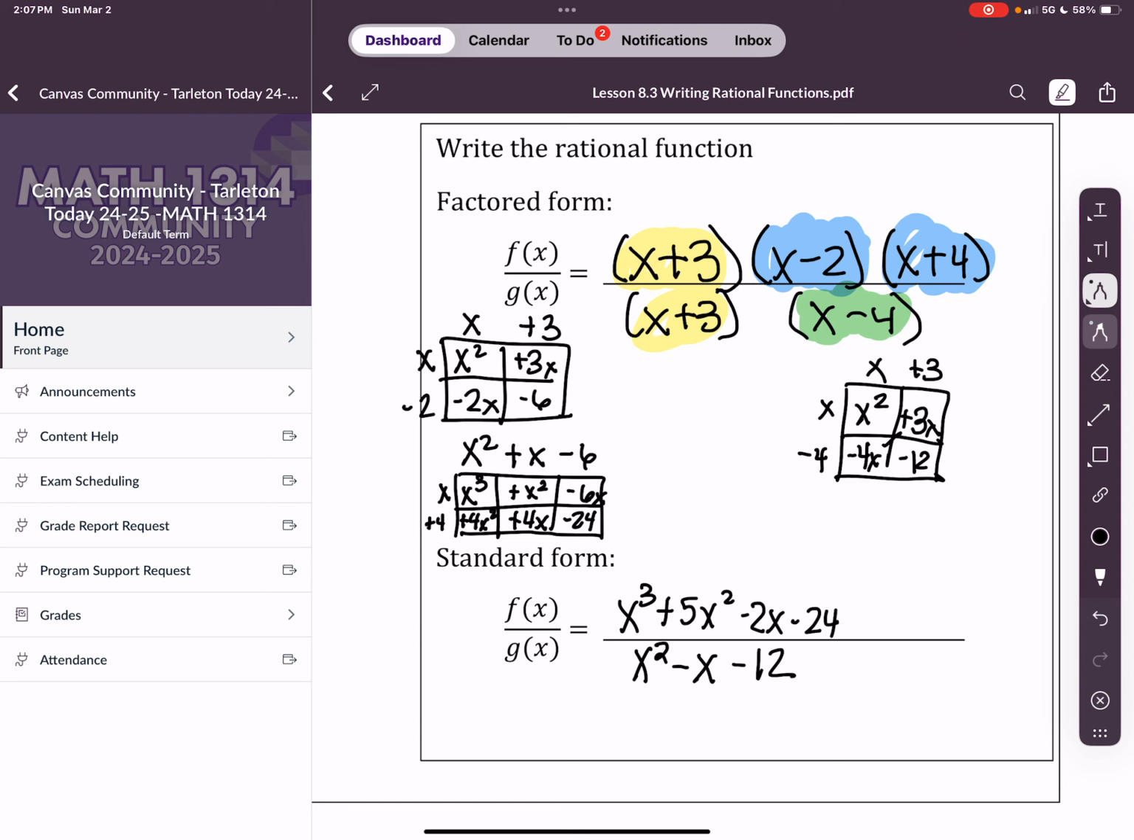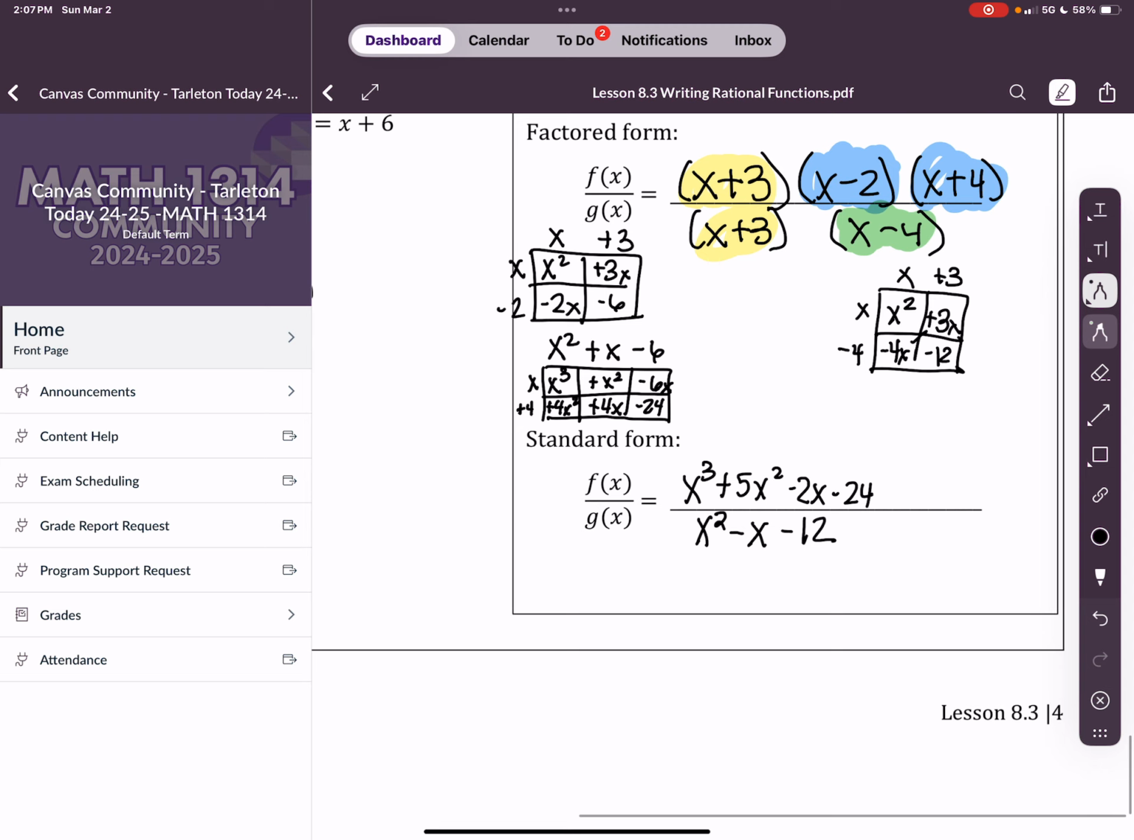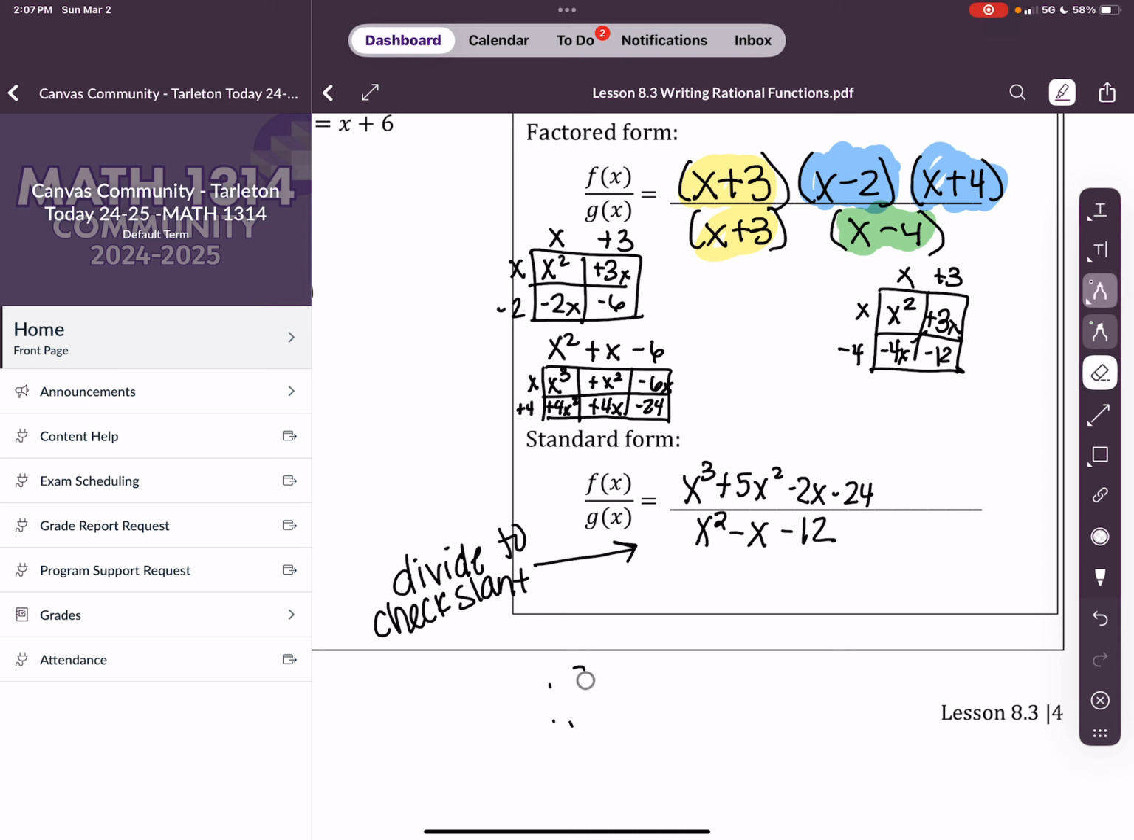So again, as I said, our last step to do is, I'm going to make a note right here. We're going to divide to check the slant. So all we're going to do is x cubed. Hold on, I need to move this. I think I'm moving it too far down. So, x cubed plus 5x squared minus 2x minus 24, and we're going to divide by x squared minus x minus 12.